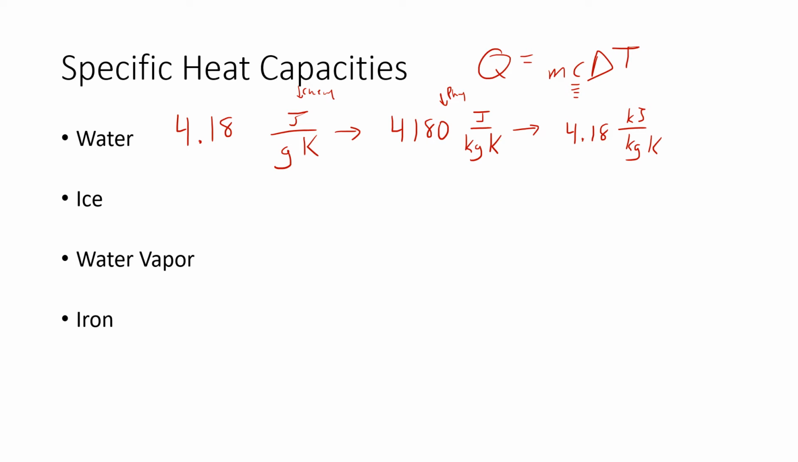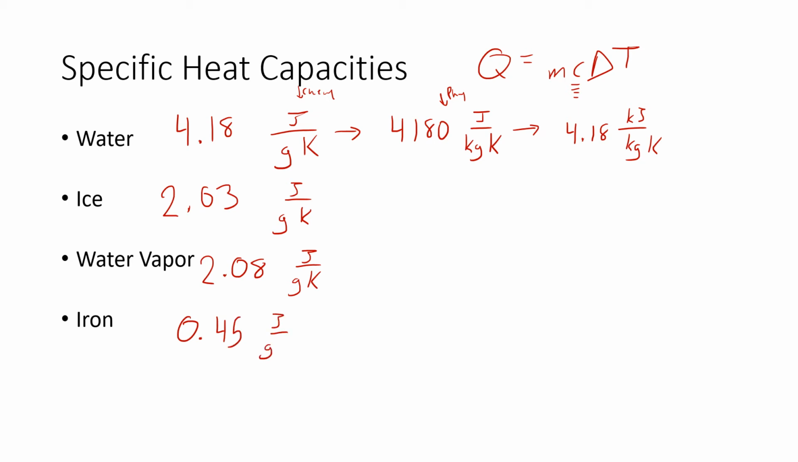All right, ice has a value of 2.03, and these are going to be in joules per gram Kelvin. Water vapor has 2.08. That's going to be in joules per gram Kelvin. And then to give you some comparison, iron is going to be 0.45 joules per gram Kelvin.